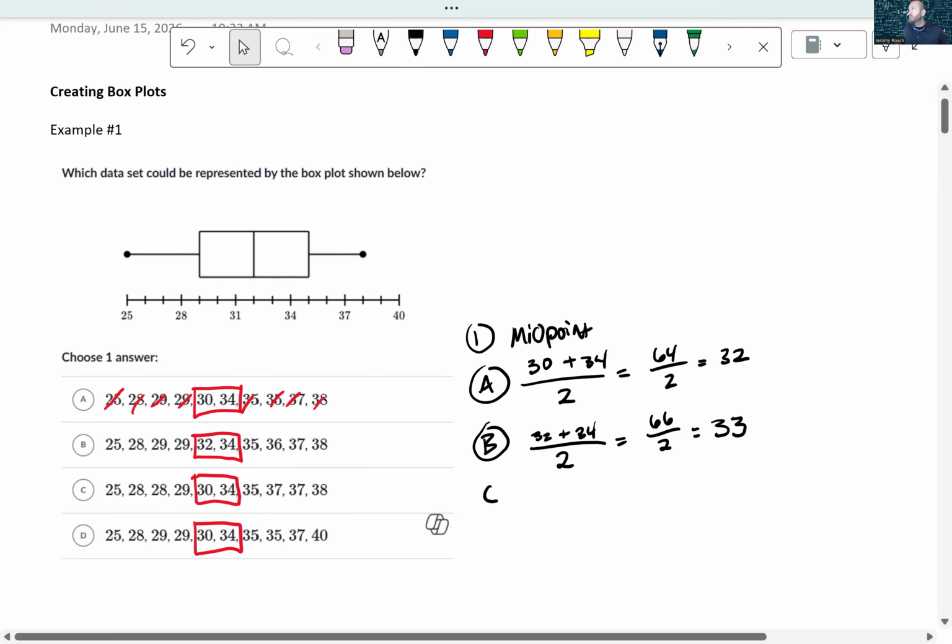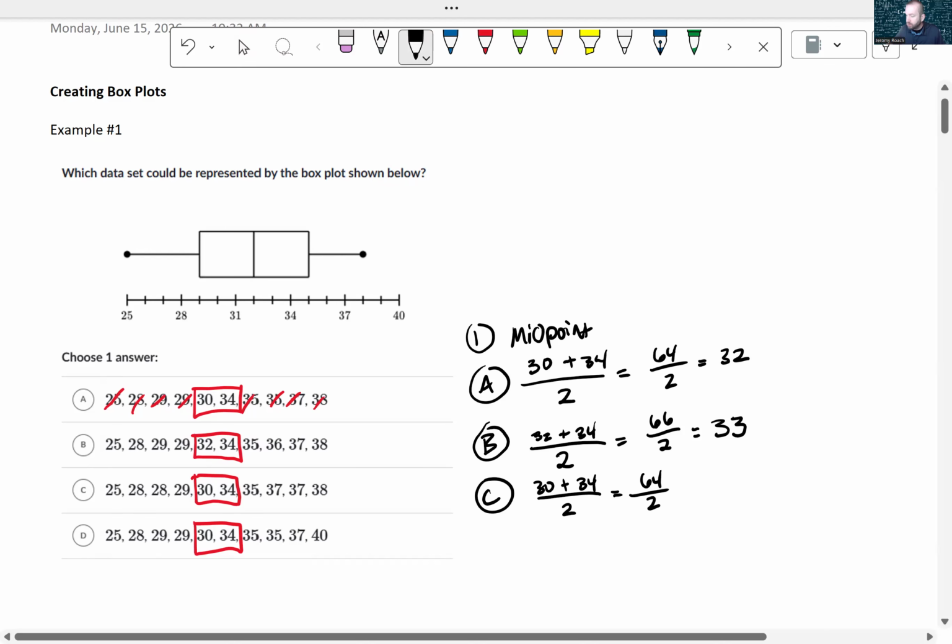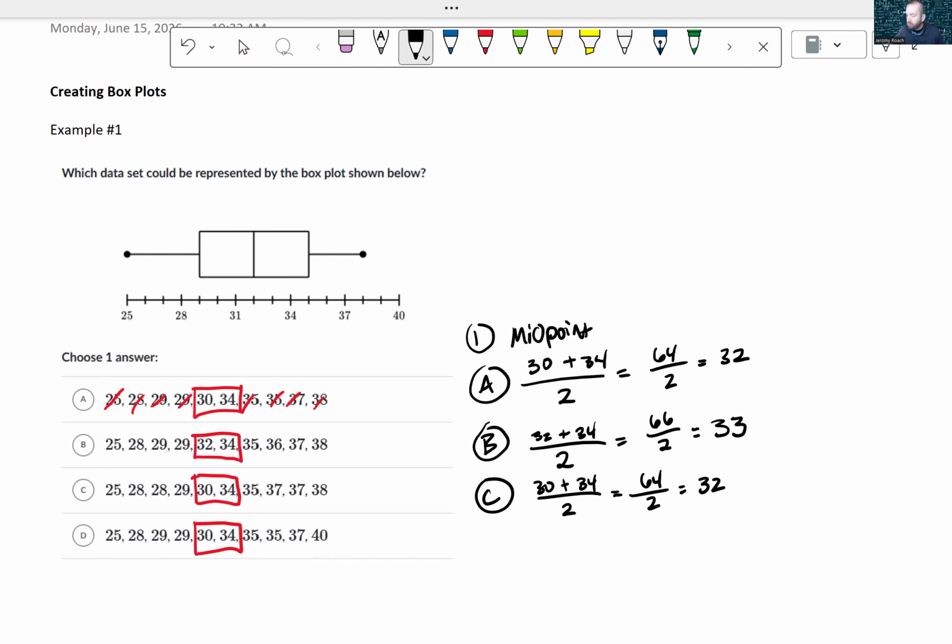For C is going to be 30 plus 34 divided by 2. So we get 64 over 2 is 32 for our midpoint. And then lastly, for D, also 30 plus 34 over 2 gives us 64 over 2, which is 32. Okay, so this is our midpoint on our box and whisker plot, that line right there, and it's showing us that's at 32. So we can cross out answer choice B.